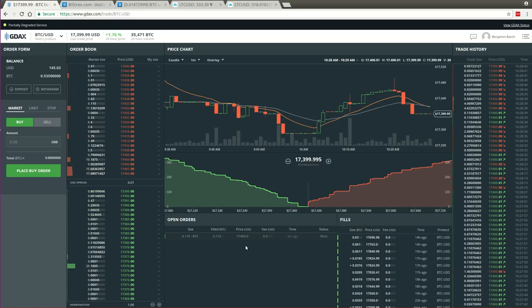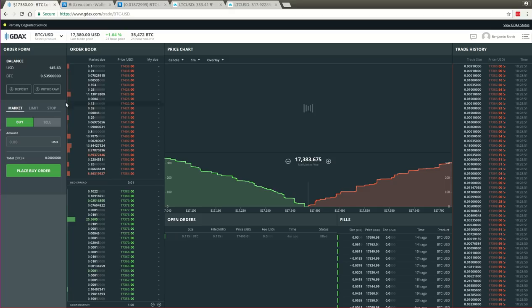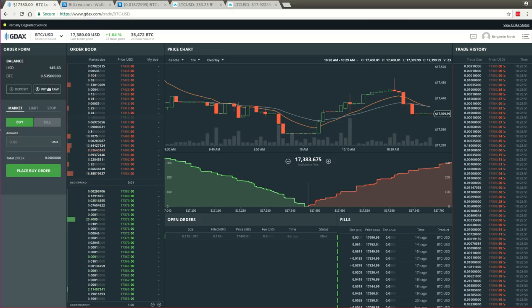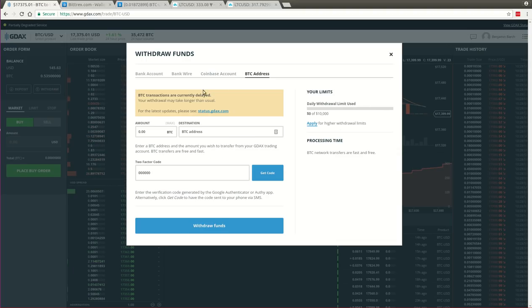Okay, so it looks like that order got filled now, so now we can send our 0.115 Bitcoin back to Bittrex. So let's just refresh this page here and make sure we got the right balance. So here's my Bitcoin balance. I want to withdraw 0.115. So we're going to withdraw to a BTC address. It says transactions are currently delayed, and last night I was seeing about 6 hours. It was quite a lot, 0.115.